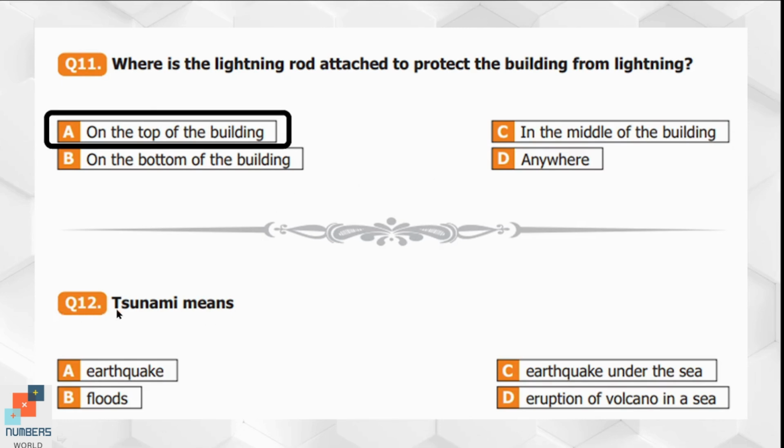Question number 12. Tsunami means option A, earthquake. B, floods. C, earthquake under the sea. D, eruption of volcano in the sea. So the correct answer is option C. Tsunami means earthquake under the sea.